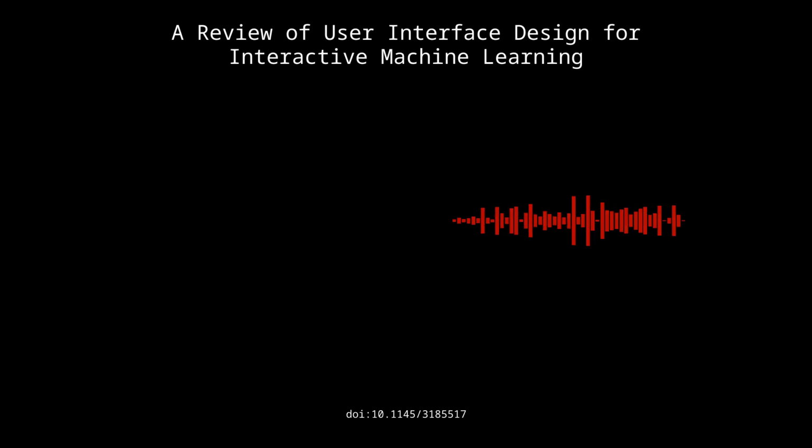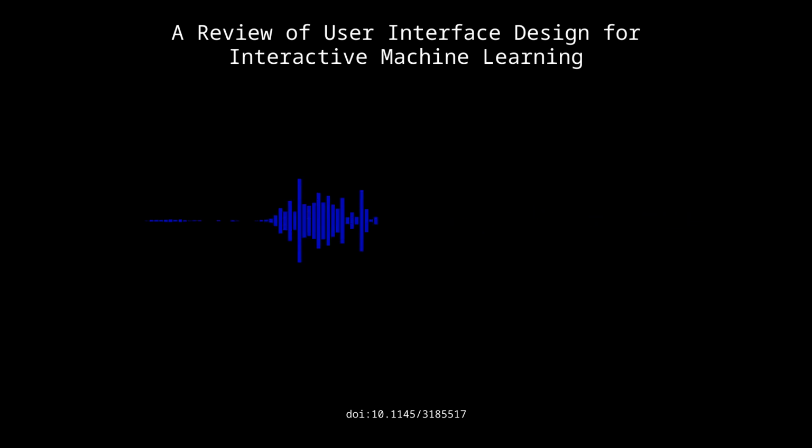Now, after this whole journey through the IML workflow, the paper goes on to lay out 6 guiding principles for designing these IML interfaces. These guiding principles sound like a really useful set of guidelines for anyone designing or using IML systems. What's the first one?